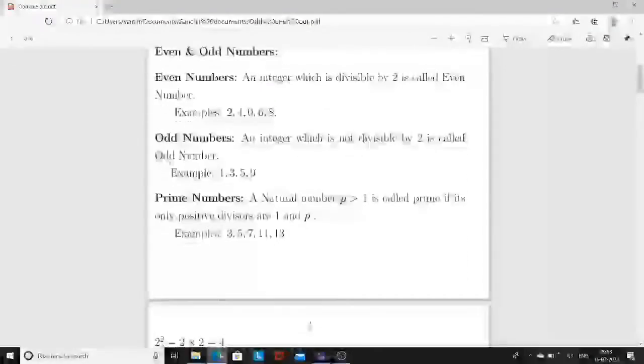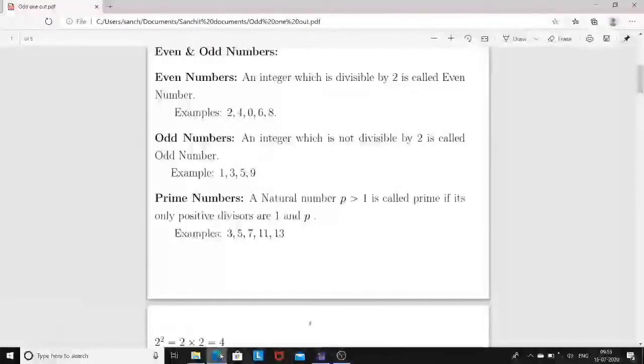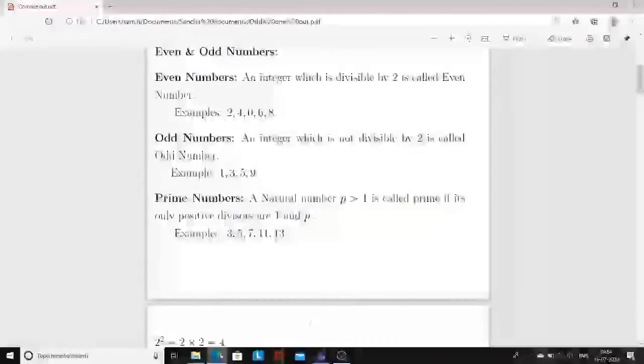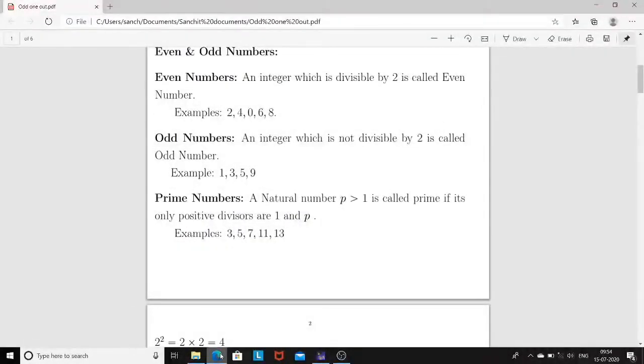Next is prime numbers. A natural number p which is greater than 1 is called prime if its only positive divisors are 1 and p. For example, look at 3. What are the only divisors of 3? 3 is divisible by only two numbers, that is 1 and 3 itself. 5, the only divisors of 5 are 1 and 5 itself and so on.